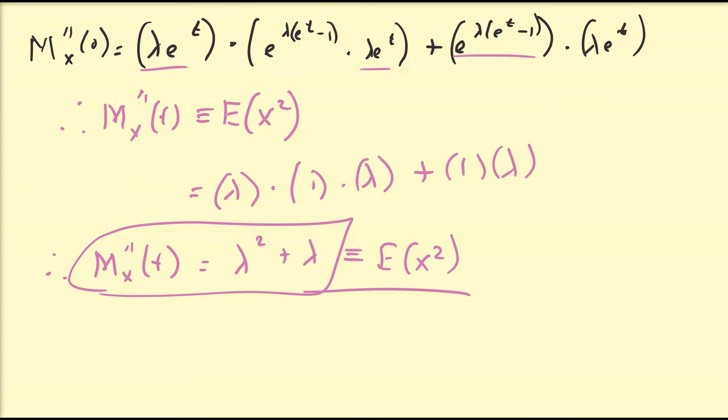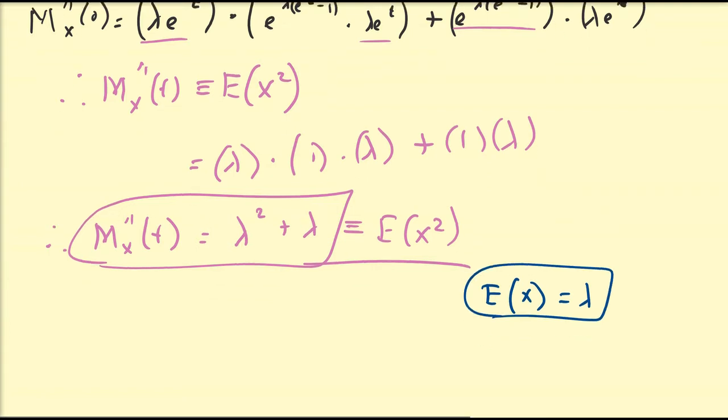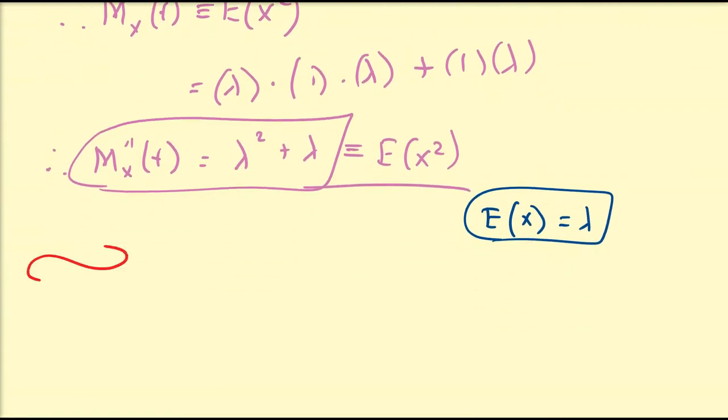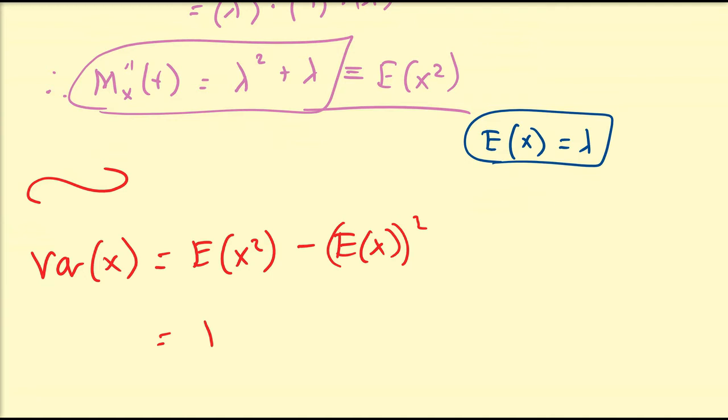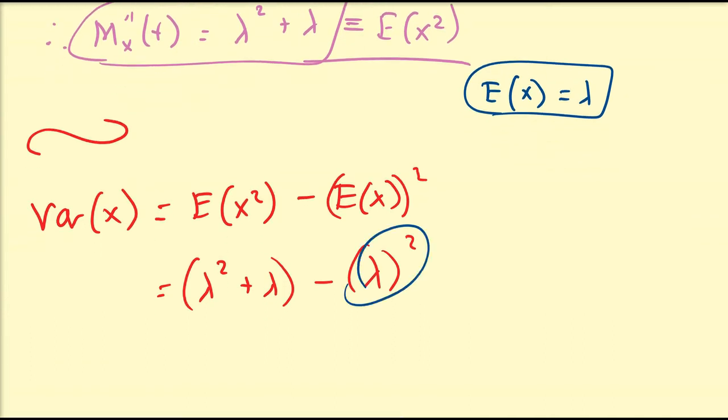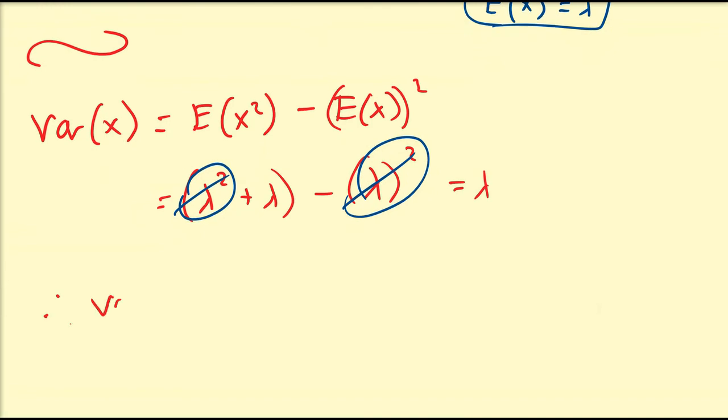We've already shown that the first moment of a Poisson random variable is equal to lambda. From these two things, we can derive the variance of the Poisson distribution. The variance of any random variable, as we know, is the second moment minus the square of the first moment. The second moment we've already found to be lambda squared plus lambda. The first moment is lambda, so we just need to square that. Notice that lambda squared and its opposite cancel, which just gives us lambda. So the variance of X is equal to lambda as well.